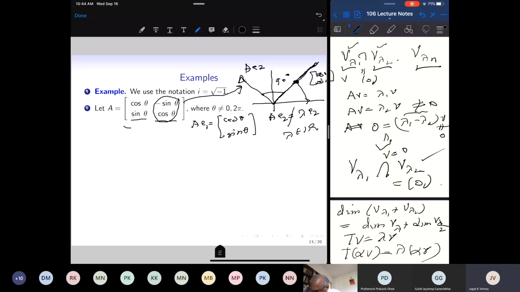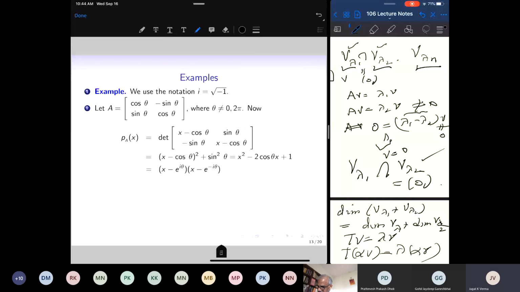So I think of this as a real matrix. Then eigenvalues have to be real, but they are not real. You see the characteristic polynomial. The characteristic polynomial of this matrix, the determinant of xI minus A, is x squared minus 2 cos theta x plus 1, and this factors as (x minus e to the i theta) times (x minus e to the minus i theta). So if you think of A as a 2 by 2 complex matrix, then e to the power i theta and e to the power minus i theta are the eigenvalues.